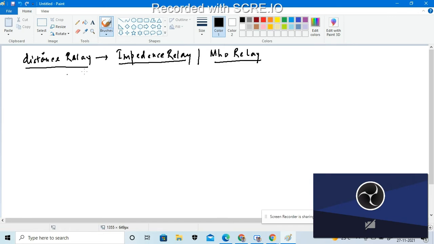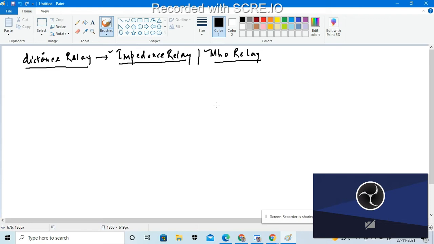What are the types of these relays, and what will be the working principle of the impedance relay? The two working principles are different, but both come under the distance relay. The impedance relay works in one quadrant and the mho relay works in another quadrant, with different behavior for faulty conditions. We need to select in which faulty condition we choose the impedance relay and for which we choose the mho relay.